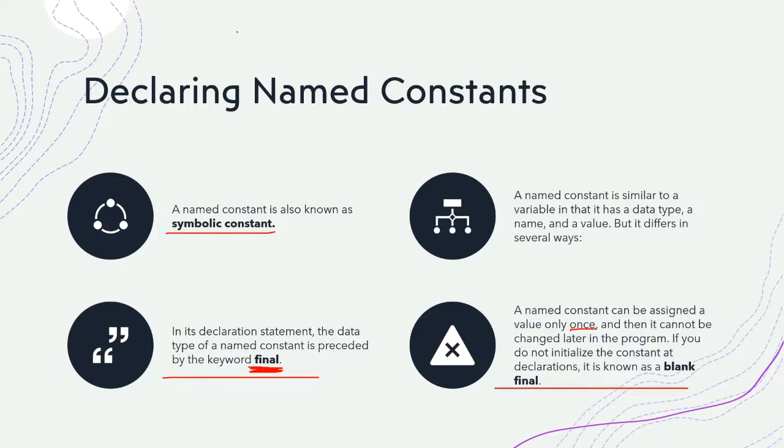So unlike declaring a variable, let's say we have x equal to 0, in which the value of x can be changed throughout the program, let's say to 5, here in declaring named constants, you cannot change it anymore. If you have declared x equal to 0 already, you cannot change 0 anymore. If you do not initialize the constant at declaration, it is known as a blank final. So unlike in declaring a variable, where not initializing gives a garbage value, here in the declaration of constants, if you do not initialize a value, it is called a blank final.